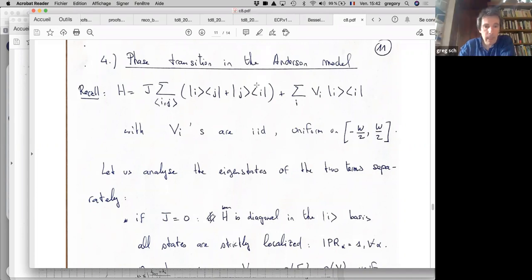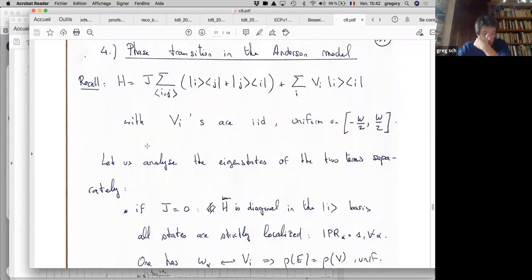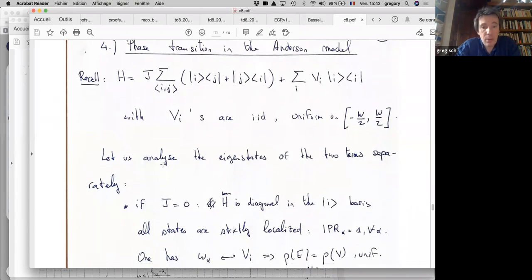Right. So again, these VIs are uniform. Let's try to understand what happens when either VI is 0 or J is 0. Let's start with the simplest case where J is 0.